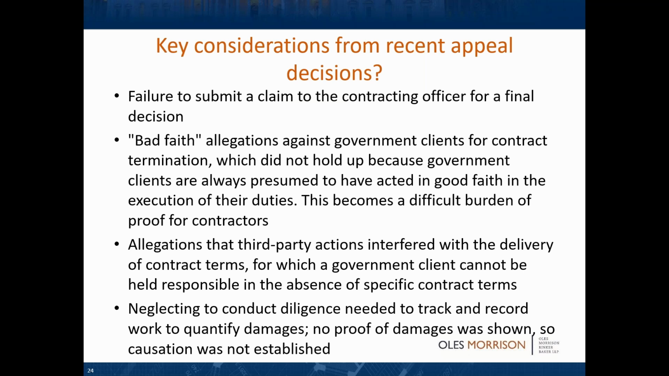In other words, if another part of the government does something that impacts the contract, but it's not the part of the government that you have contracted with, then that's not going to work for you, unfortunately.